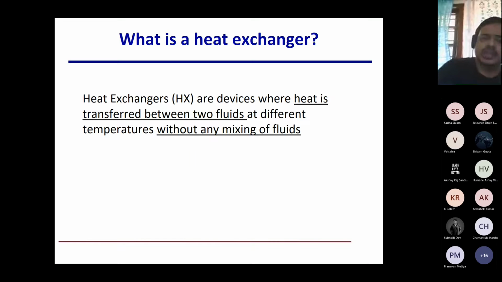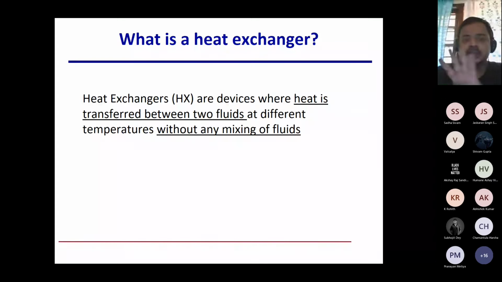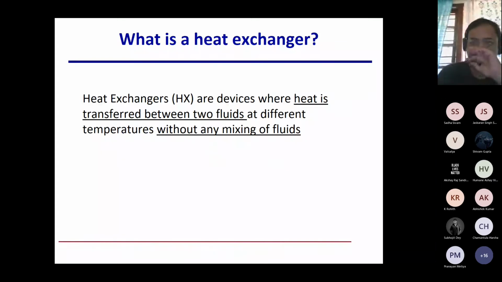So look at the underlined portion. Heat is transferred between two fluids, and the last part is without any mixing of fluids. Now the last part is not 100% valid, because there are certain types of heat exchangers, called direct contact type, where there is actually mixing. So there can be mixing. All right. So this is a heat exchanger.